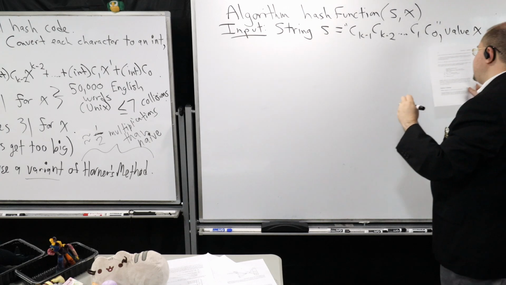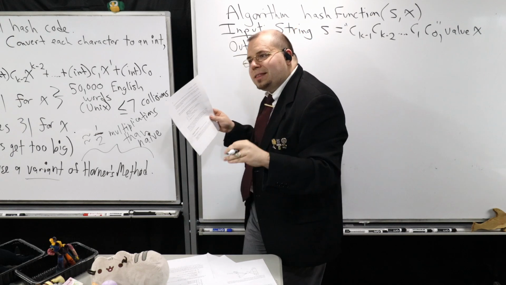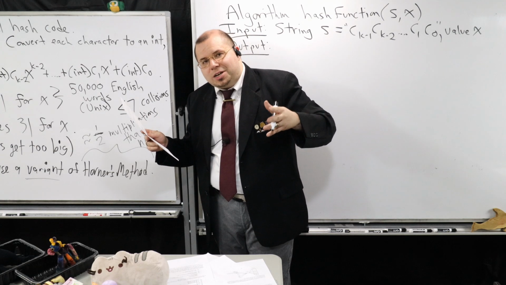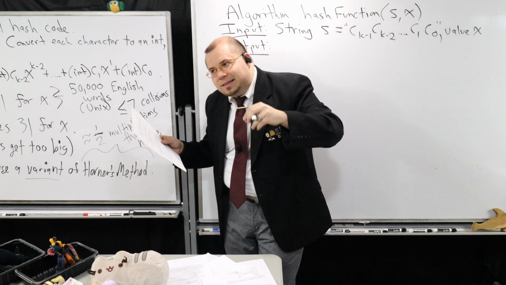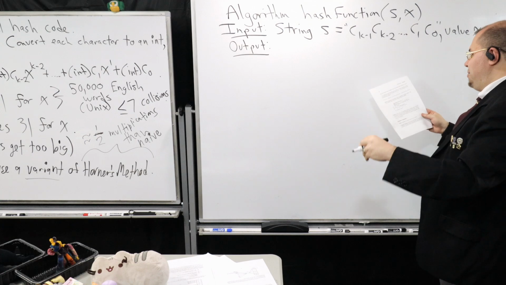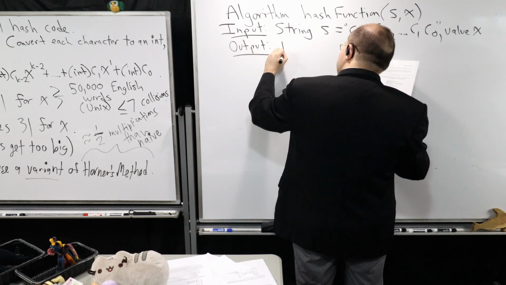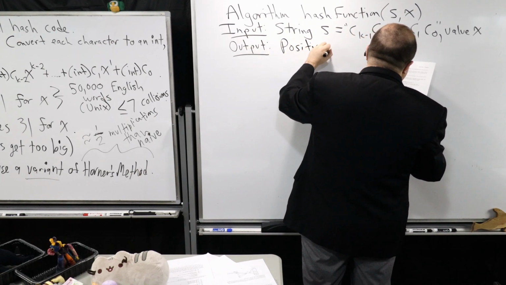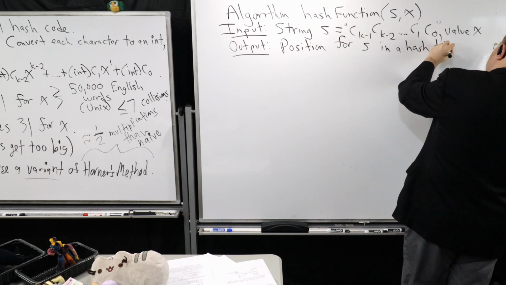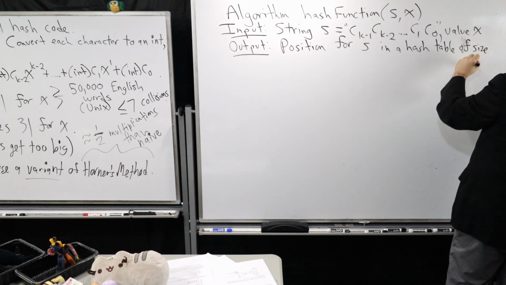And a value x. And the output is going to give me a position. So I'm going to put together the hash code with the compression map. You're going to notice I'm not actually going to present you the compression map. It's going to be implicitly written in this algorithm. In fact, I'll write it explicitly at the end, but we'll see. So position for s in a hash table of size capital M.